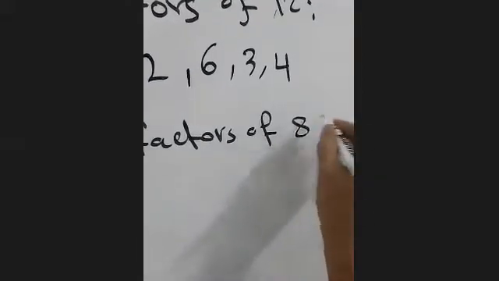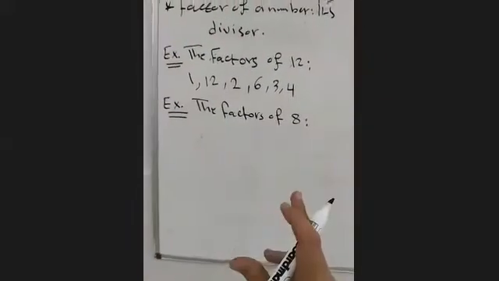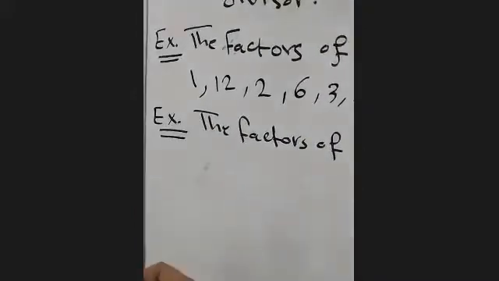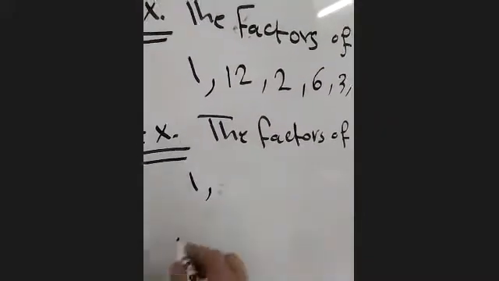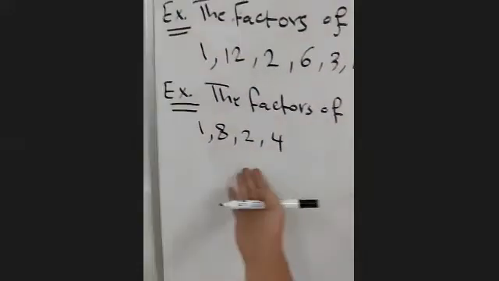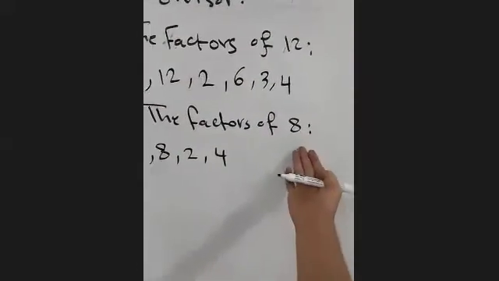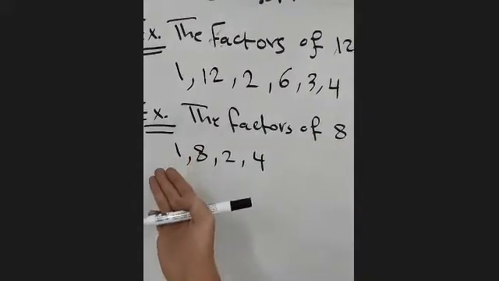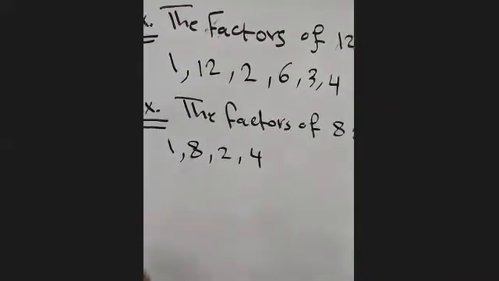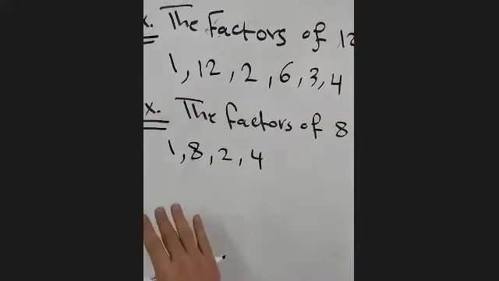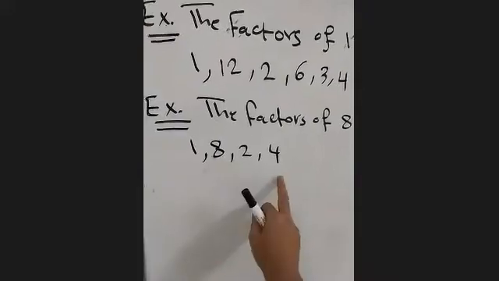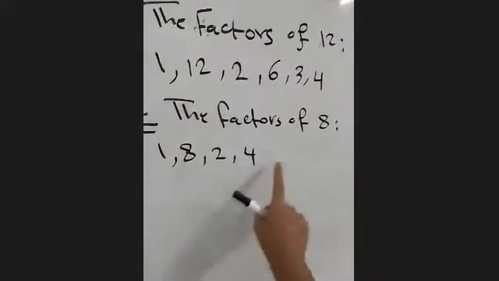Now, another example, the factors of the number 8. The factors of the number 8 are the numbers which 8 can divide on, like 1, 8, 2, and 4. All of these numbers are divisors for 8. So 8 divided by 1 is 8 with remainder 0. 8 divided by 8 is 1 with remainder 0. 8 divided by 2 is 4 with remainder 0. 8 divided by 4 is 2 with remainder 0. What do we call these numbers? Factors for the number 8.